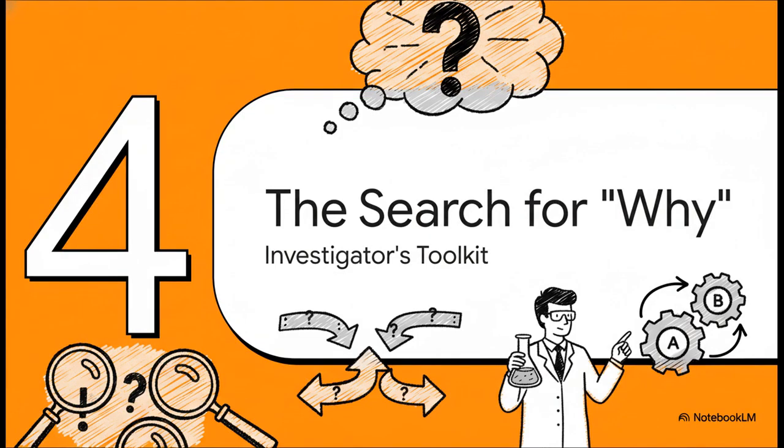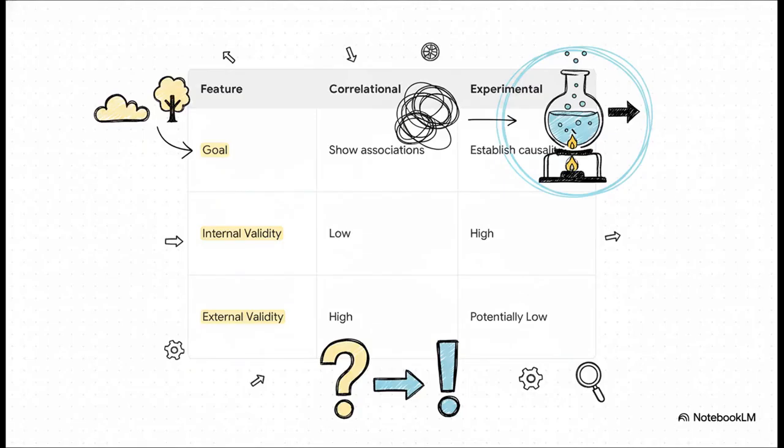So if just looking at correlations is so full of these traps, how do scientists ever prove that one thing actually causes another? How do they find the real why? Well, the answer is they have to move from just observing the world to actively experimenting with it. And as you can see here, these are two totally different approaches. Correlational research just looks for patterns. It often reflects the real world well, but our confidence in a true cause and effect link is pretty low. An experiment, though, its whole goal is to prove causality. It's designed for maximum confidence that one thing truly causes another.